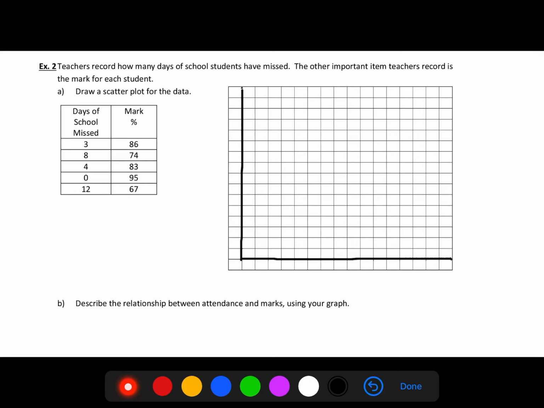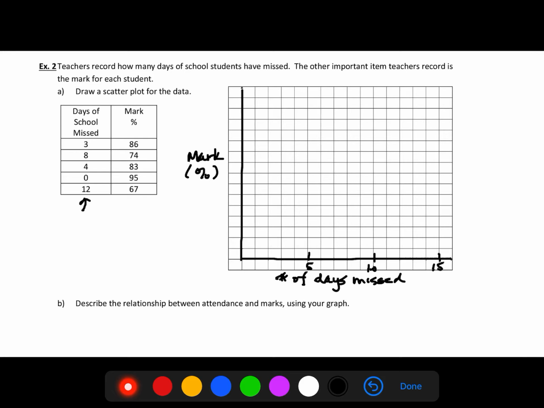Next, we have teachers recording how many days of school students have missed and their mark. So setting up our axes, we notice that they were already kind of there, but we want to make sure they're nice and dark, so that we know exactly what we have on each axis. Our first item in any table of values goes on our x-axis, so number of days missed. And that means that mark in percentage is going to go on our y-axis or our vertical axis.